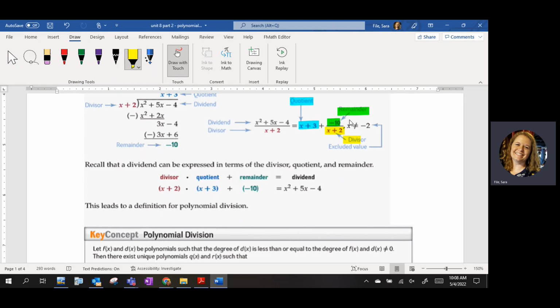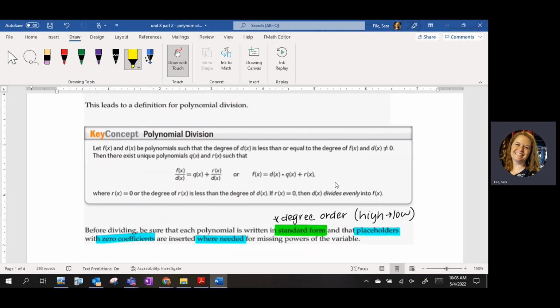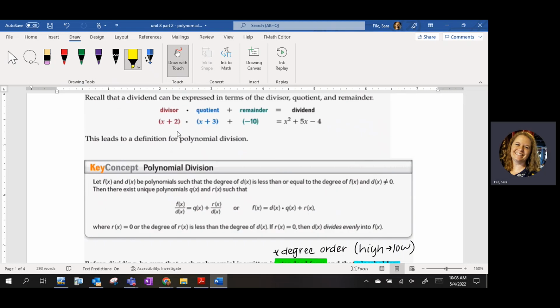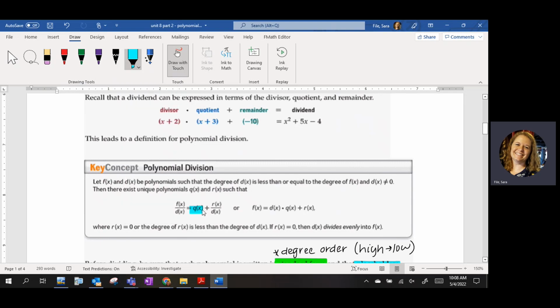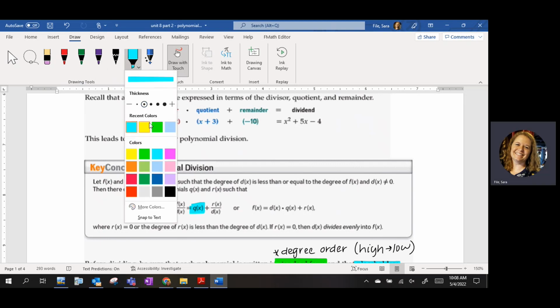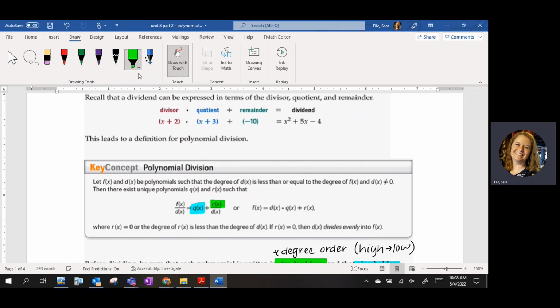Okay, if you want to check your answers, you can take the divisor times the quotient plus the remainder, and it should get you back to the original function, the dividend. Okay, so it's a way you could go through and check if you wanted to. This says the exact same thing, but in function notation. It is saying you will write your quotient, they're just calling it Q of X, plus your remainder, they're calling it R of X, over your divisor, which they're calling D of X. That just means the same thing.